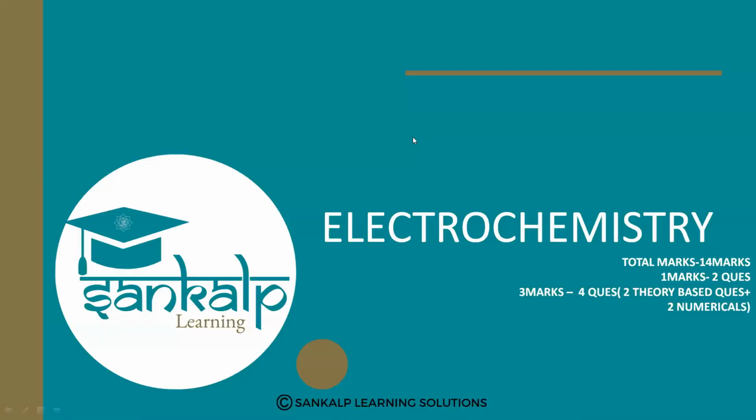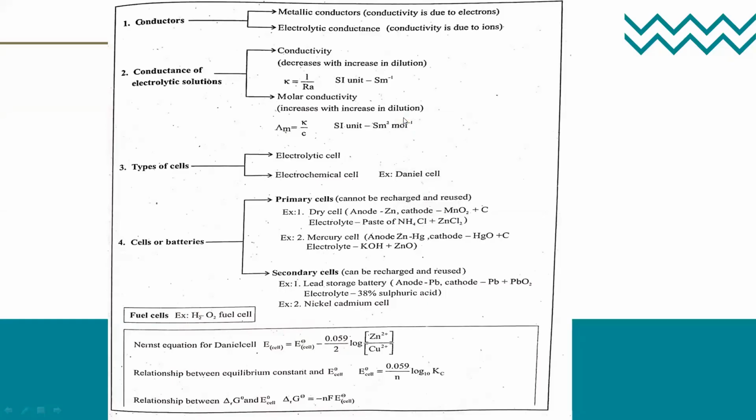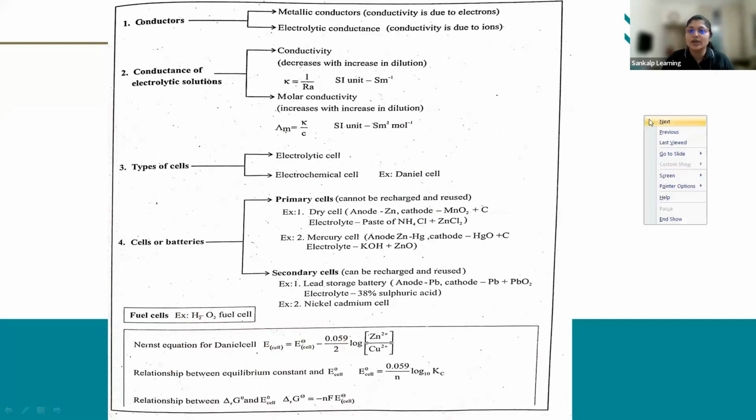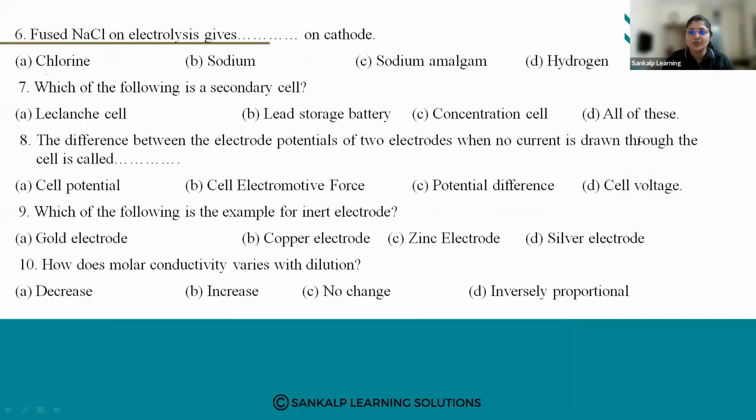So from this chapter, as you know, the total marks for this chapter is 14. 1 mark, 2 questions are asked. That is MCQs, and 3 marks, 4 questions. Out of 4 questions, 2 are theory-based questions and 2 are numericals. In the previous class, we discussed the synopsis part and saw the MCQs. Today we are going to see the 2 marks questions.